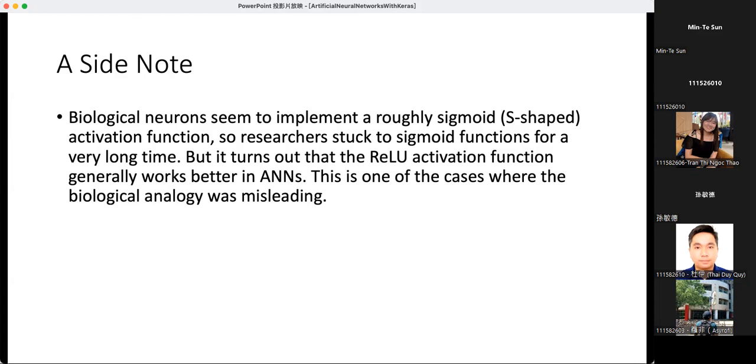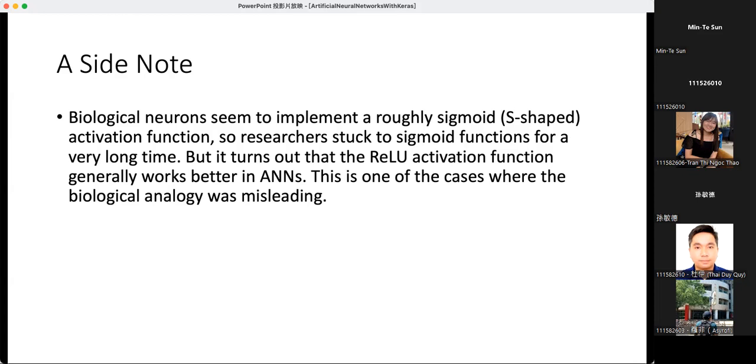So we talk about the biological neural network being the inspiration of the artificial neural network, at the beginning of this chapter. When biologists did certain experiments, they found out that the activation function implemented in biological neurons is kind of like a sigmoid, an S-shape activation function, like the sigmoid, the hyperbolic tangent and the logistic, which are also S-shape.